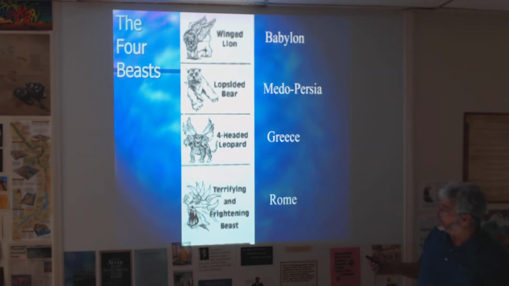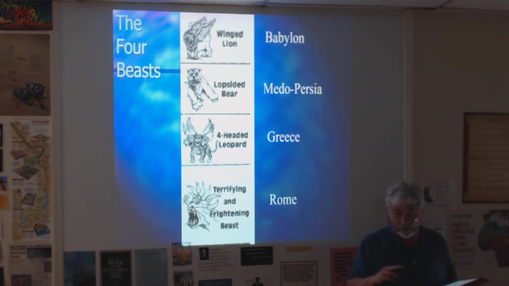Now, this leopard also has another feature. Did you notice? It has 4 heads. 4-headed leopard. What does that mean? Well, as we're going to see when we get to Alexander the Great, when he died, there was no successor. He wasn't old enough to have had an older son to train, and so the kingdom was divided up by his 4 generals. So it became a 4-headed leopard.